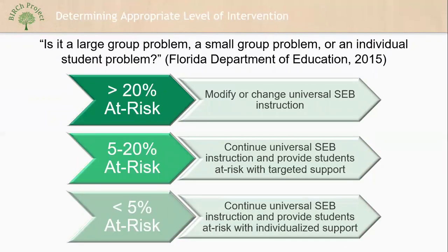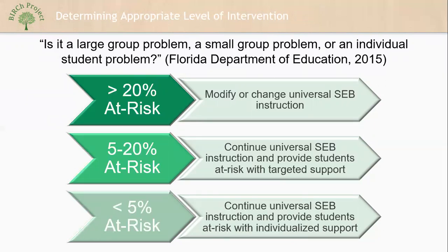The first step in analyzing SEB screening data is to determine at what level the problems exist, and more importantly, at what level to focus intervention. So in other words, the question is: is it a large group problem, a small group problem, or an individual student problem? And recommendations in this slide come from the Guiding Tools for Instructional Problem Solving revised publication distributed by the Florida Department of Education. And there's a link that you can access this document in the references at the end of this module.